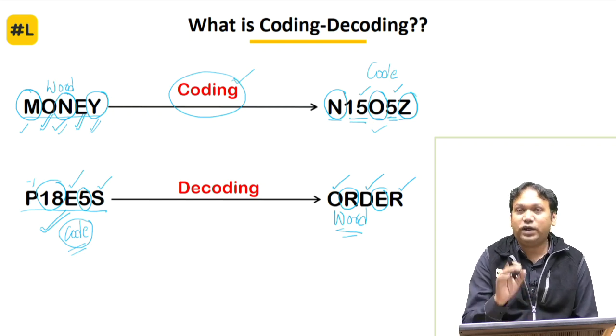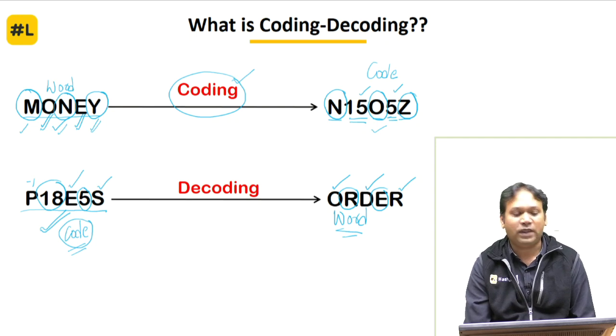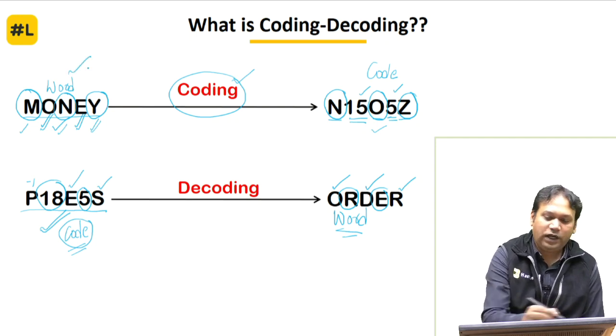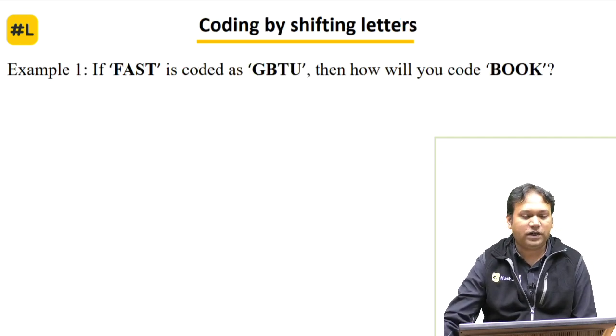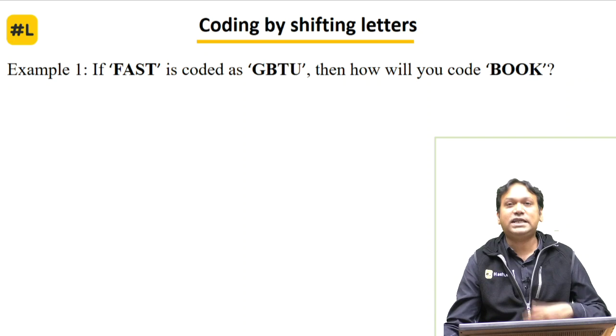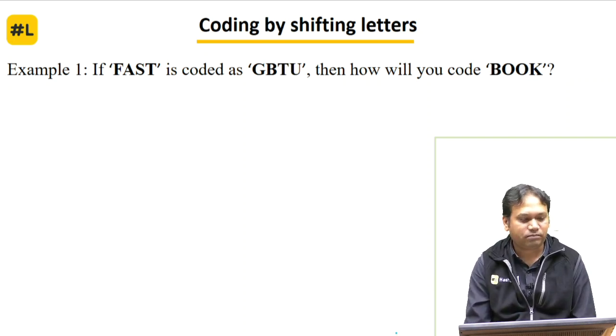So, now we are today going to learn about shifting, but first we have understood what is coding and decoding. Converting a word into code is coding, converting back the code into the word is decoding. Okay. So, now let us start with the first question of coding decoding, and through questions we will understand. Most of the topics I will discuss along with the questions.